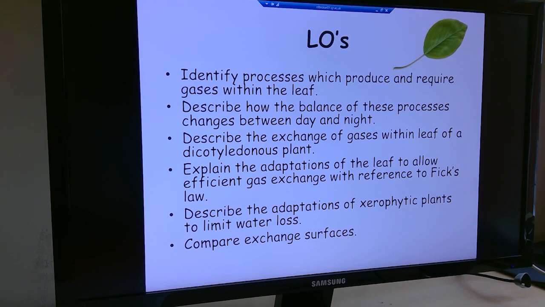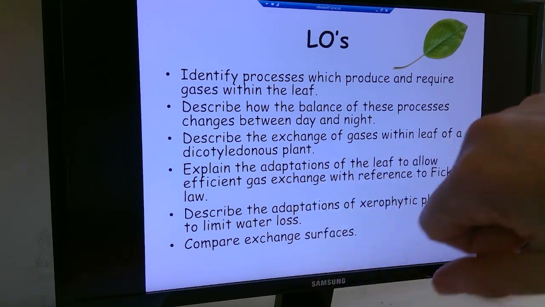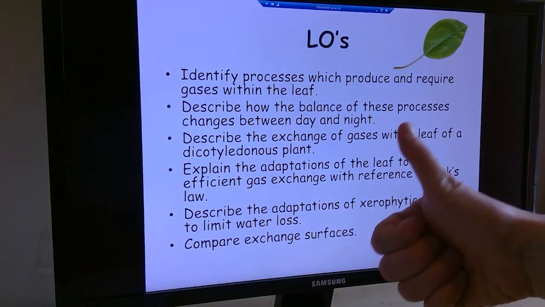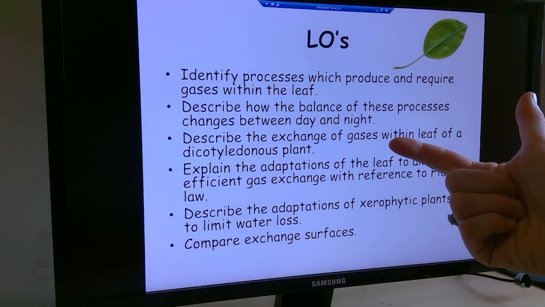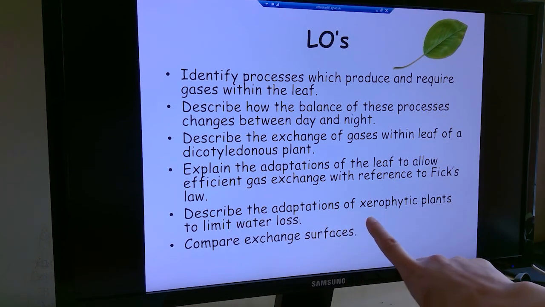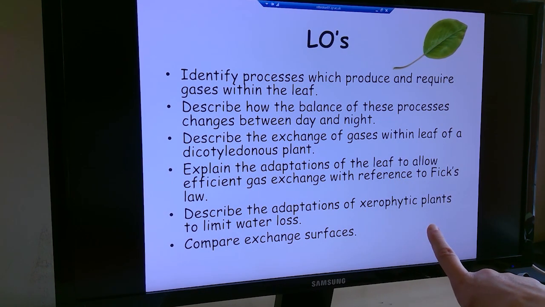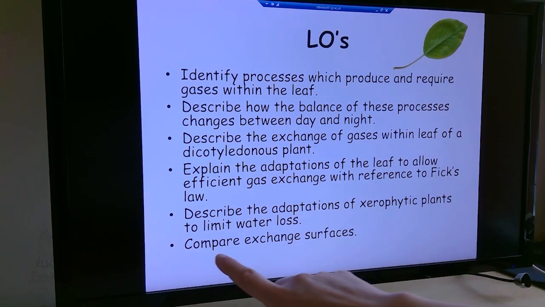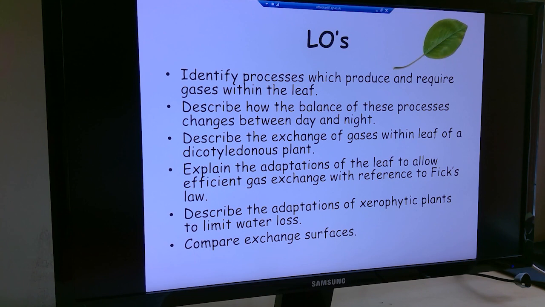So we might think then about when plants are photosynthesizing, when they're not photosynthesizing, and whether the exchange of gases changes. We're going to look at dicotyledonous plants. Okay, so this is the type of leaf that we've been asked to look at by the exam board. We're going to explain the adaptations of the leaf, again thinking about Fick's law. So how's it got a large surface area? How do you maintain a concentration gradient? And how is there a thin distance for exchange? And then describe the adaptations of a very specific type of plant that you've met at GCSE already, which are the xerophytes, the cacti. Okay, and then we might be able to then compare some exchange surfaces.